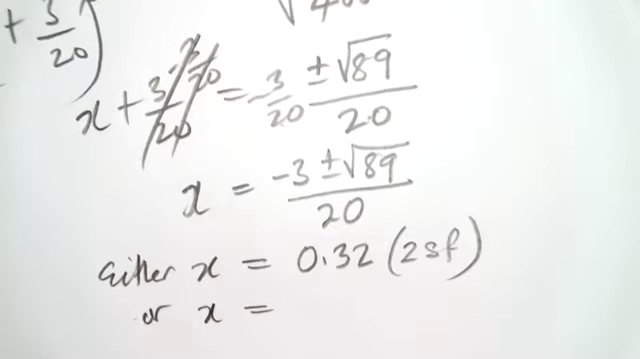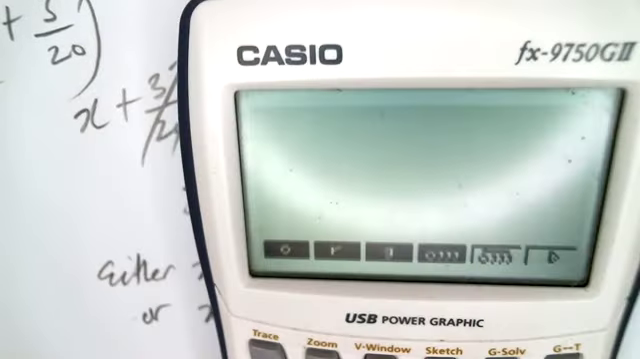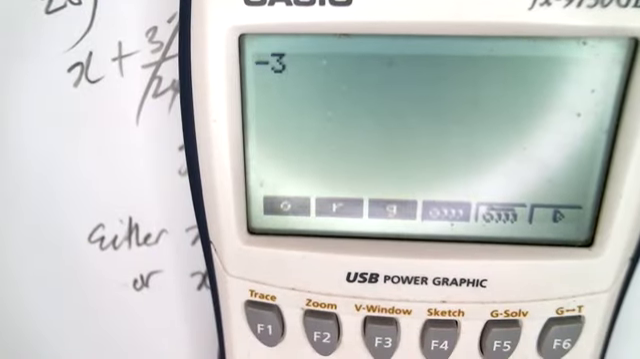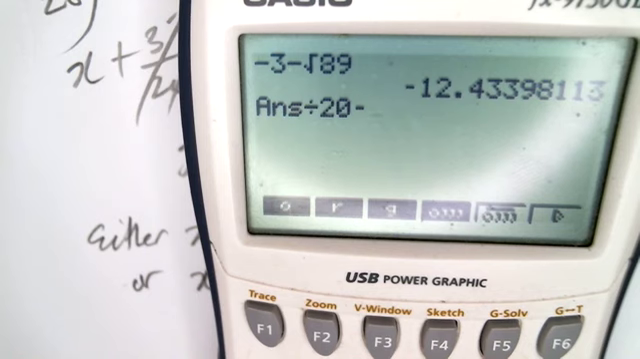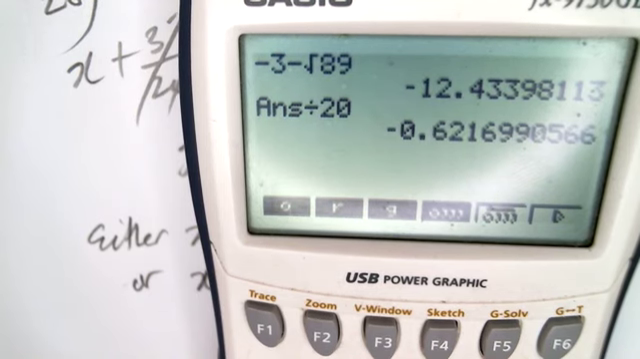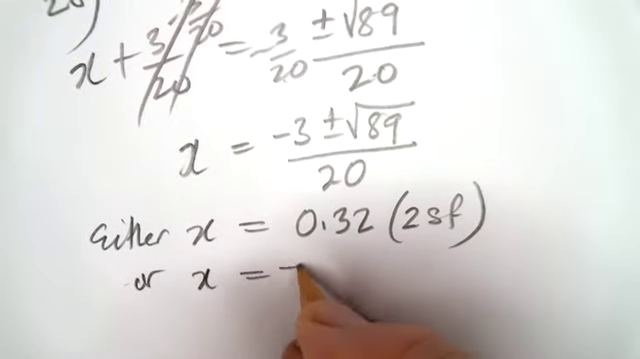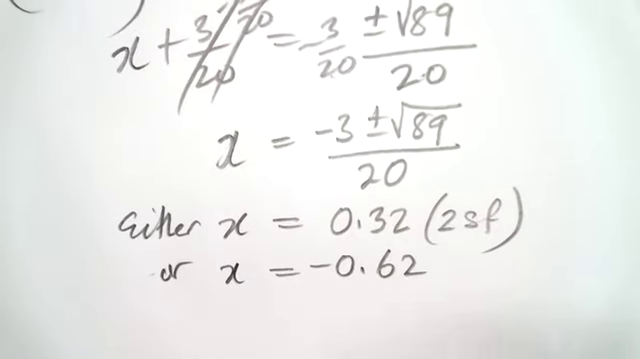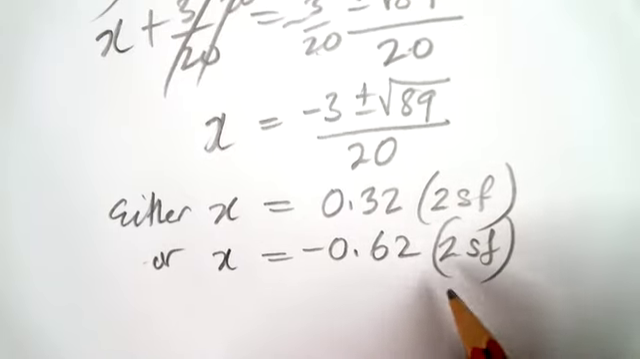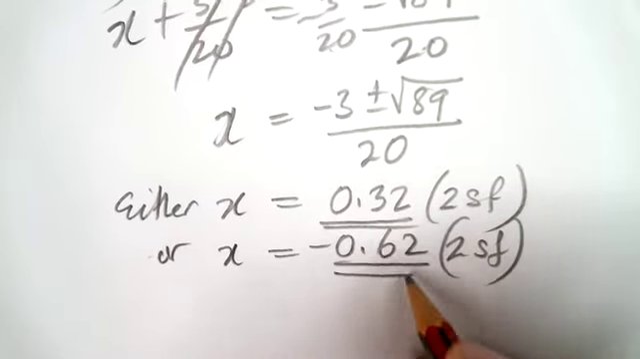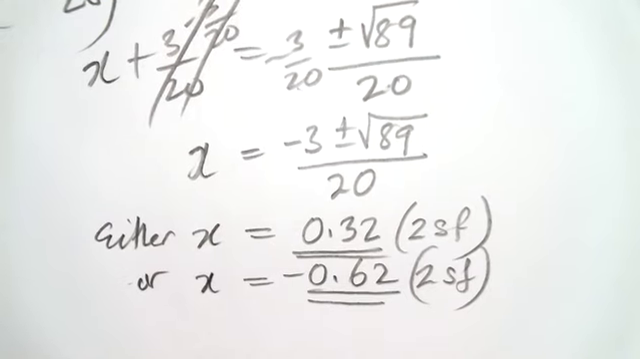Okay, next bit, I'm going to have x is equal to, and this time I'm going to take minus 3 minus root 89, divided by 20, and I end up with negative 0.62, and I'm just going to write here 2SF. So they are my two answers. Hopefully you're happy with that, and that makes sense.